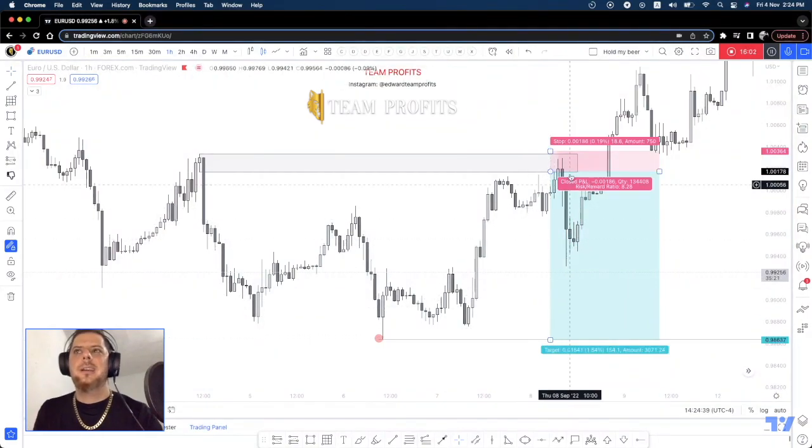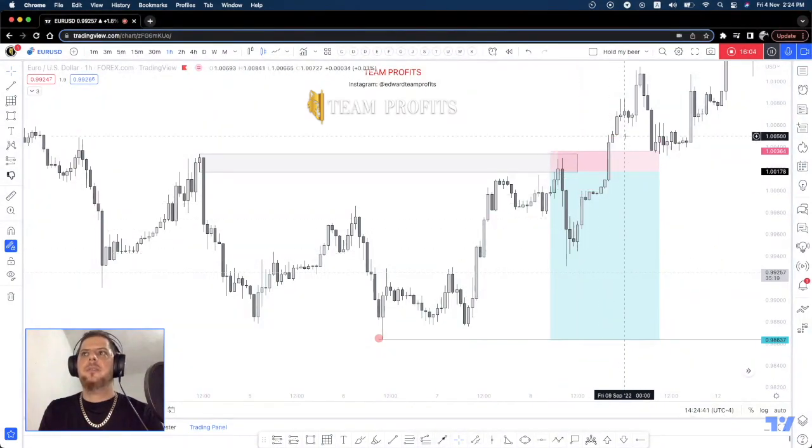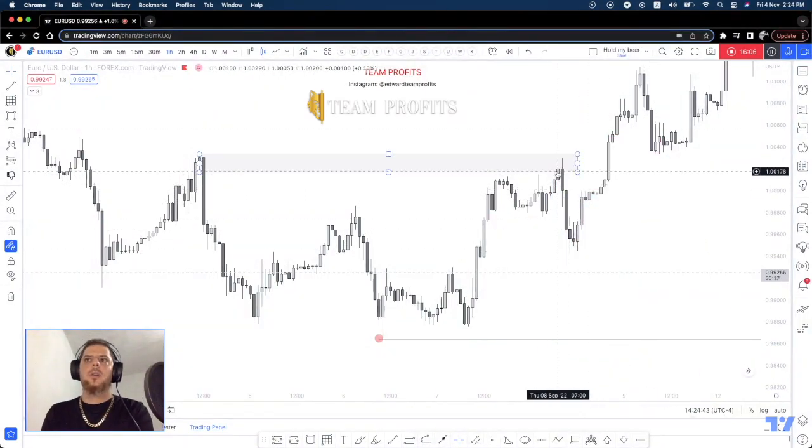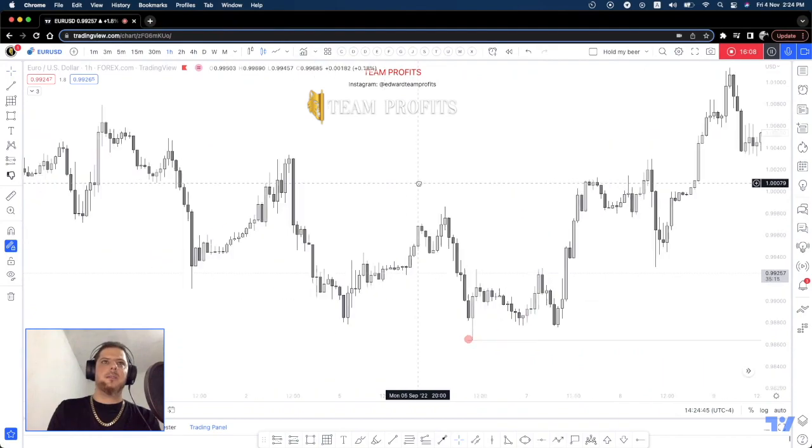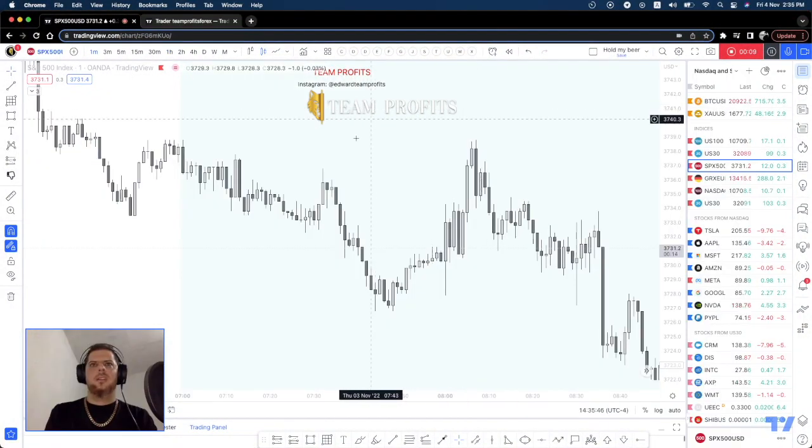But you see, it did react, but all of a sudden it fails and just continues pushing up. So it is not the best. Let me see if I can look right quick for another setup for you. This is an area right here. We can see a few things.